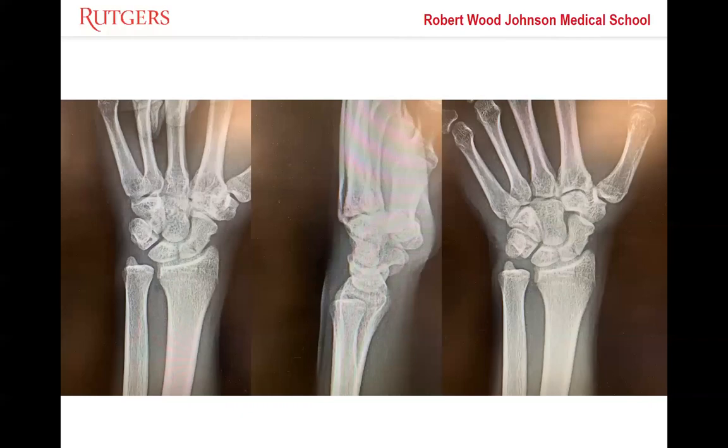Right. Okay. So I would agree with that. You can either do it percutaneously, that's Joe Slade's technique, or a small open incision where you move the EPL and then put the screw in it. So he's on the schedule for next week. He's going to get a screw. We're going to put it in from dorsal to volar. He's going to go in a splint for a week.